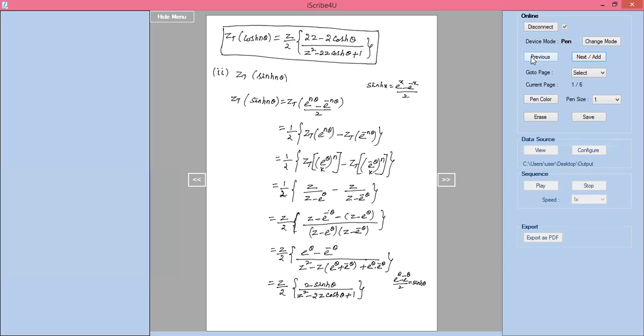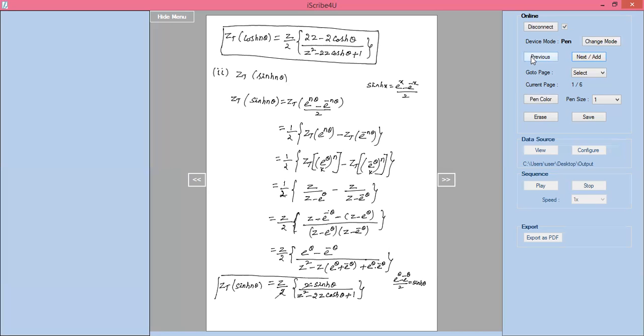This left hand side should be the Z transform of sin h n theta. Now this is the required solution for the given equation. The Z transform of sin h n theta equals this. We'll cancel this 2 also. So what remains is z into sin h theta divided by z square minus 2z into cos h theta plus 1, which is the required solution for the given problem.